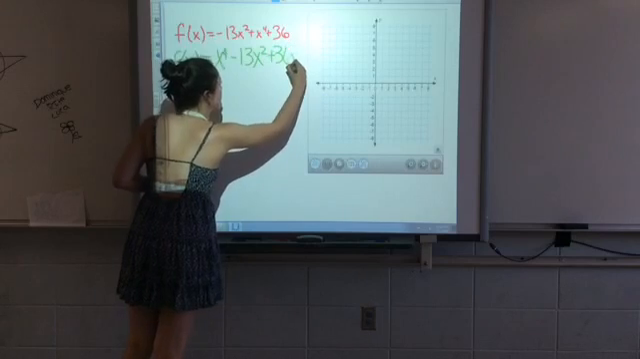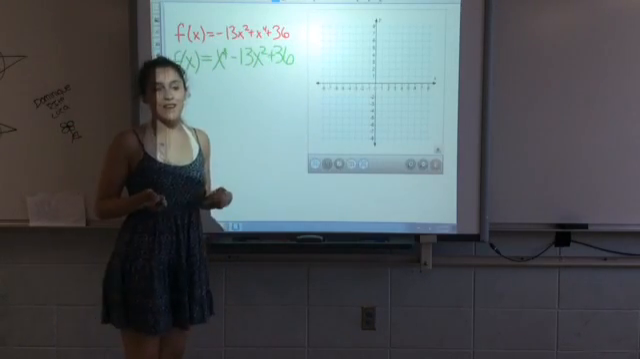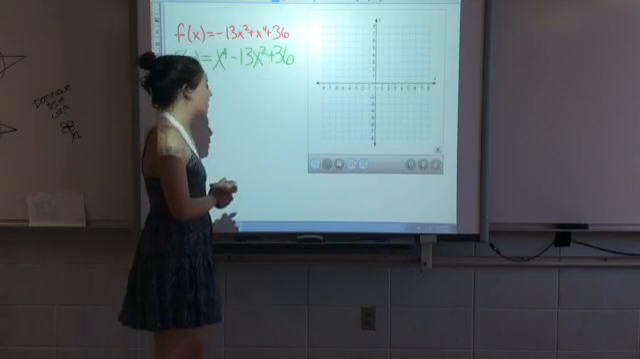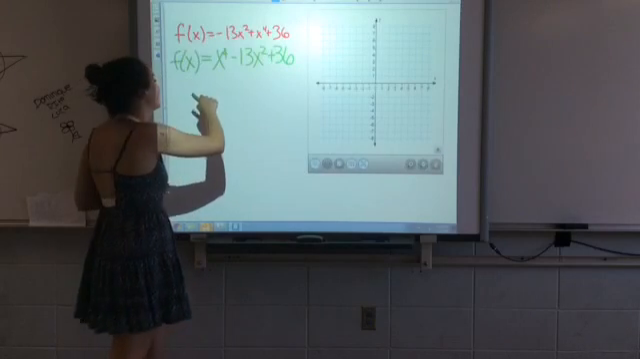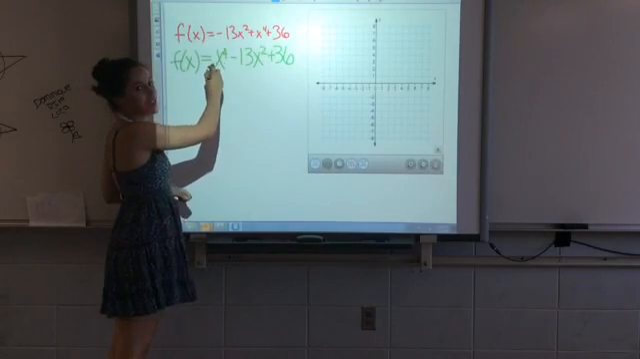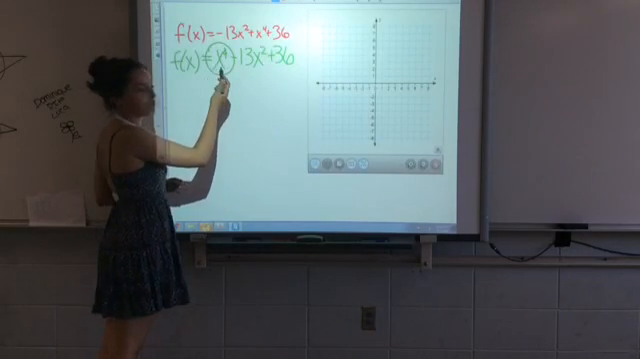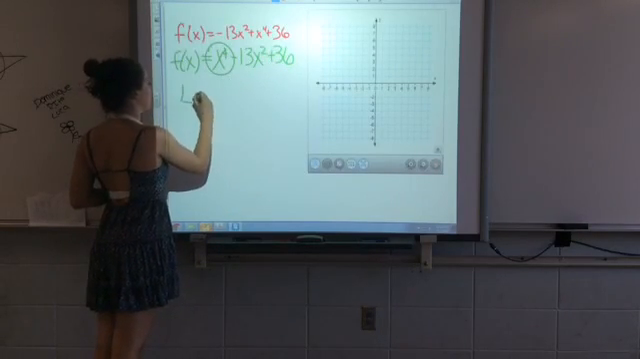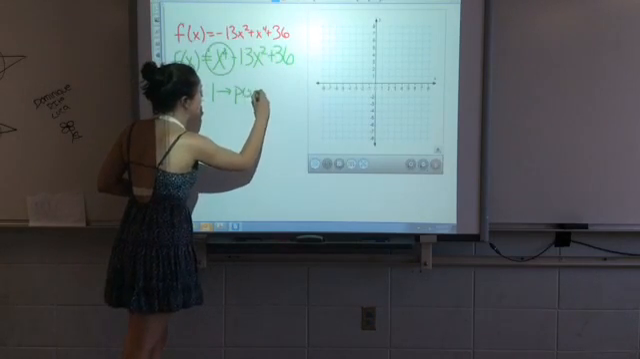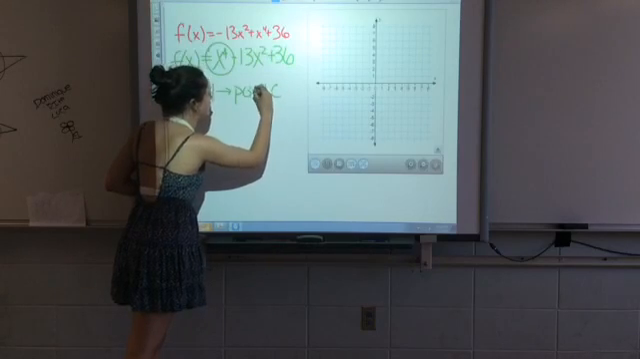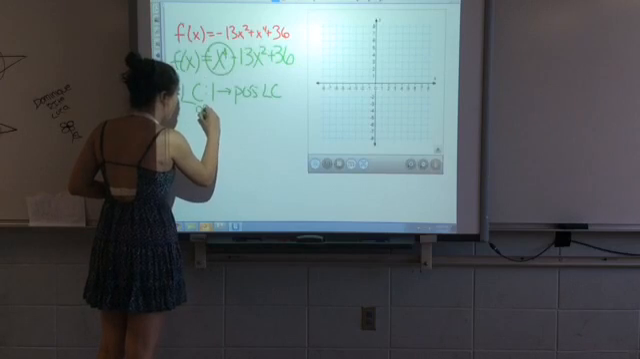Next thing we want to do is find our leading coefficient, and that will tell us whether our graph is going upwards or downwards. How we can find that is if we again look at our variable with the highest degree, which is x to the 4th, and then see what the coefficient is before that. So our leading coefficient is going to be 1. That's a positive number, so we have a positive LC, or leading coefficient. And this means that our graph is going to open upwards.